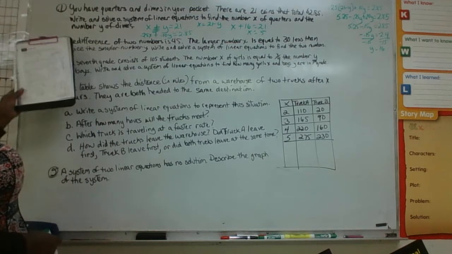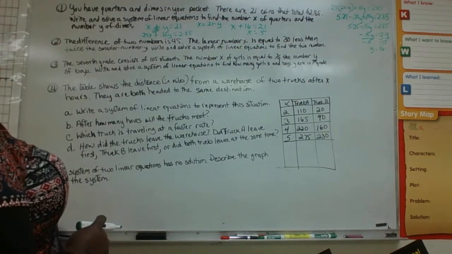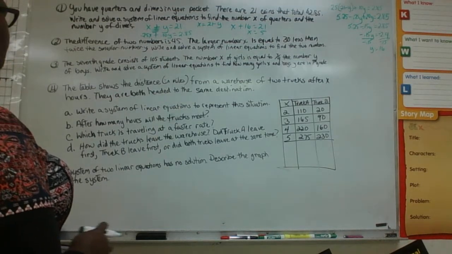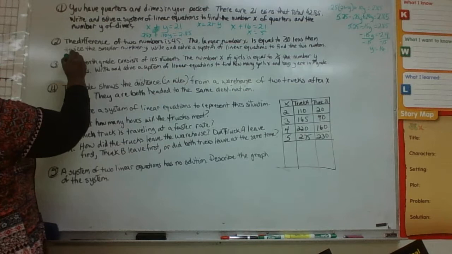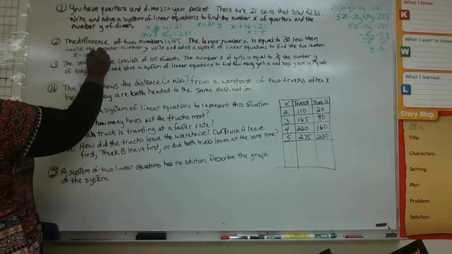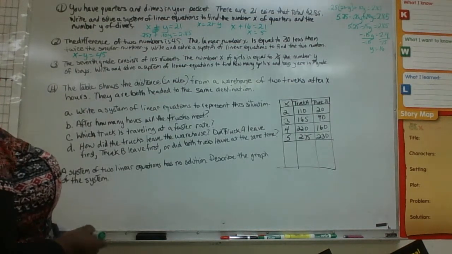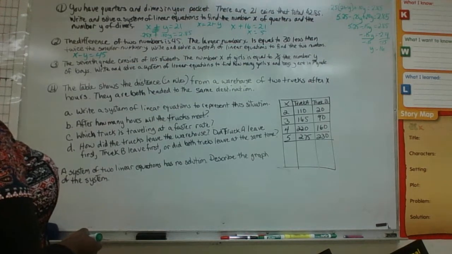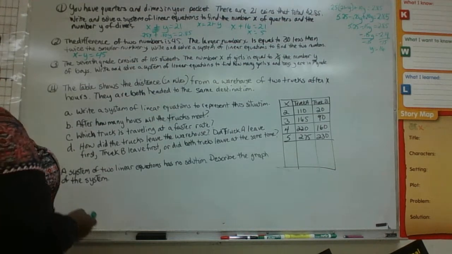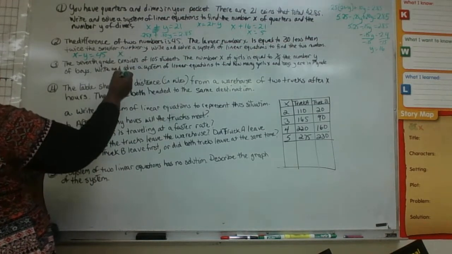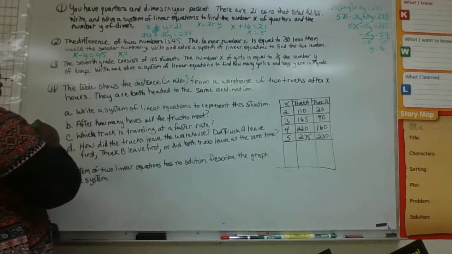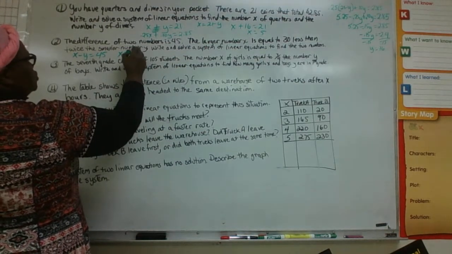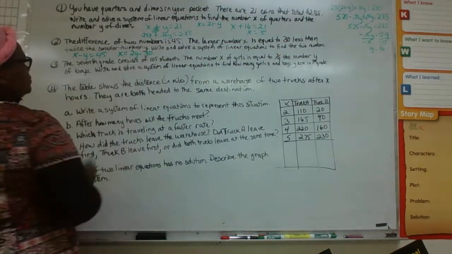On the next one, number 2, it says the difference of two numbers is 45. So the difference of two numbers is x minus y equals 45. The larger number, x, is equal to 30 less than twice the smaller number y. So x equals 2y minus 30.